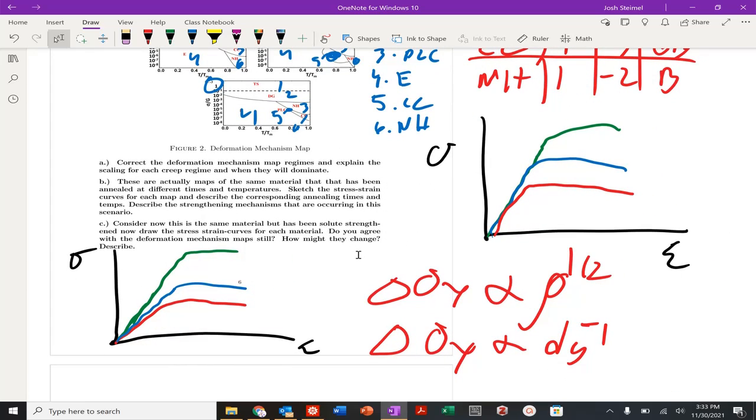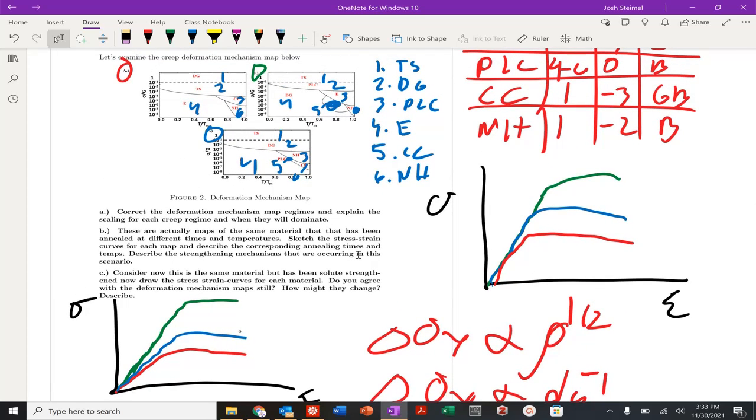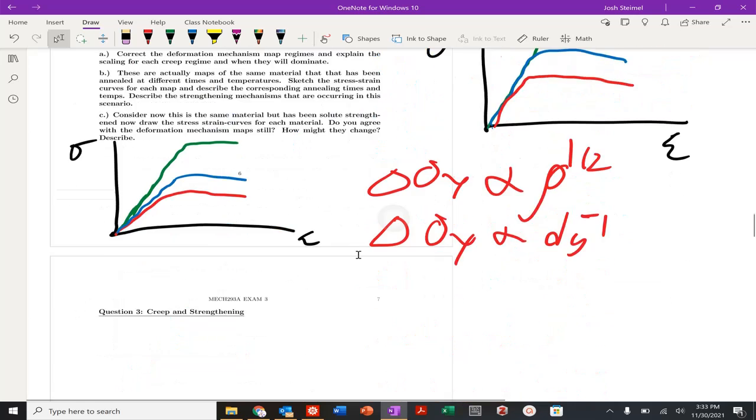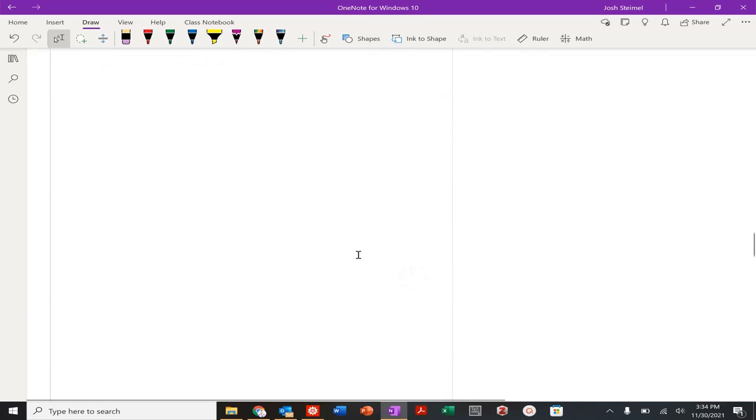If you were to solute strengthen, you would probably still change the grain size slightly because you're adding those solutes, but again, you would just see those changes, and actually they'd be more consistent. So you wouldn't see that huge change in the Coble creep regions. So that's it. And now we get on to the last problem.